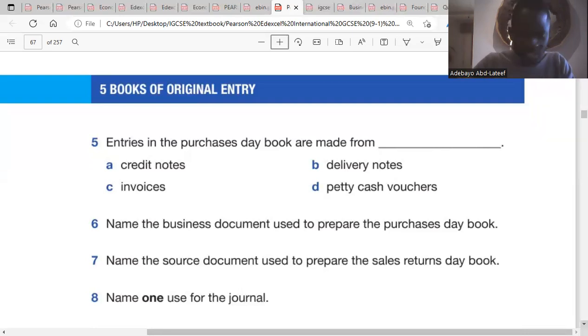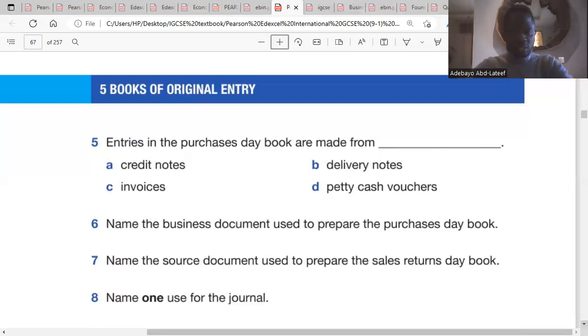But when you talk about the invoices here, we're talking about the supplier's invoice. Do you understand? You purchased, yes, but it is from the supplier. So the supplier would have issued an invoice to you. Then that is what you use in recording the purchases daybook. Is it clear? Yes. Okay, so the answer is C.